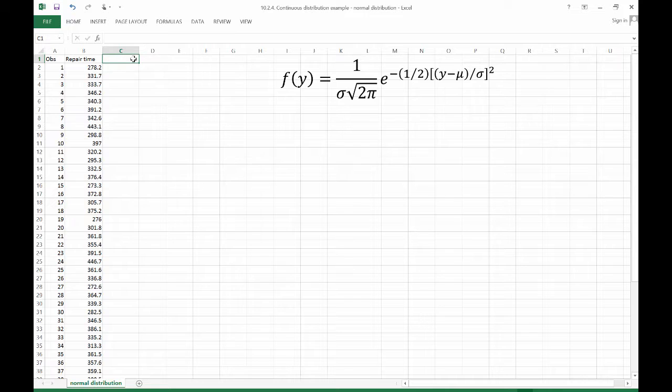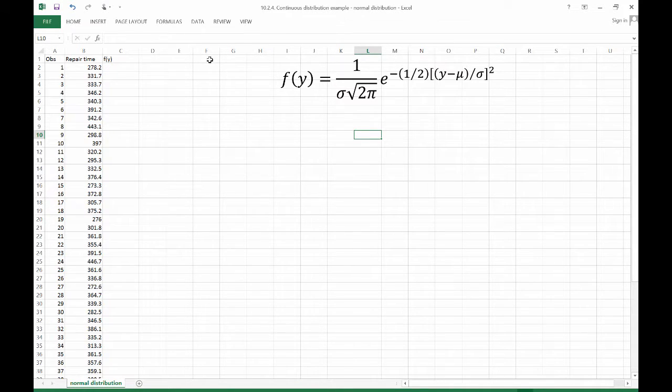So to do that, let's first evaluate the PDF for each one of our realizations, each one of our observations of repair time. So we need to implement this function right here. This is the PDF. We didn't use this a great deal in class because we had the standard normal tables to convert a particular value of y over to the standard normal distribution and look up values of probabilities. But this would be the PDF that we would use in the method of maximum likelihood.